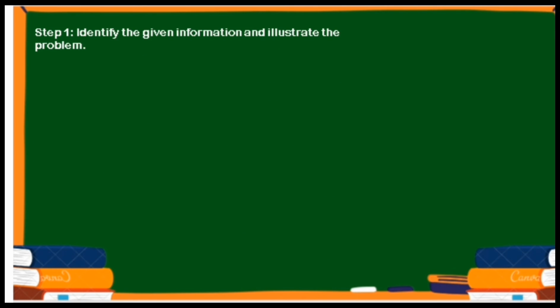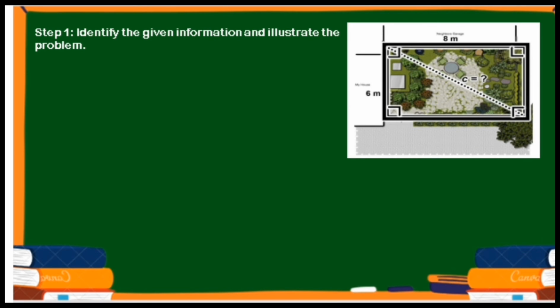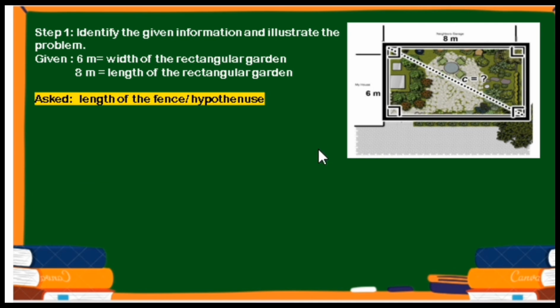Here is the solution. Step 1. Identify the given information and illustrate the problem. Here is the illustration of the rectangular garden of Ruel. 6 meters is the width of the rectangular garden and 8 meters is the length of the rectangular garden.